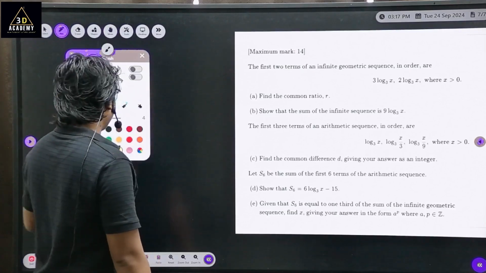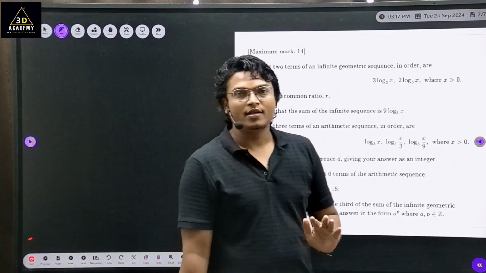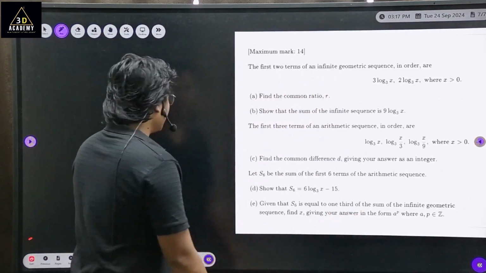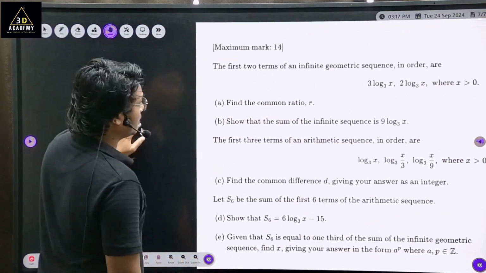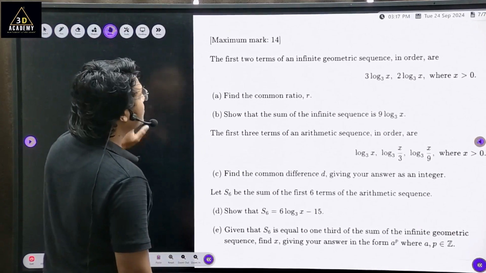This kind of question has been asked in your past papers. That's why we were discussing this. That's why I have given this in your exam as well, test as well. Now let's solve this question.